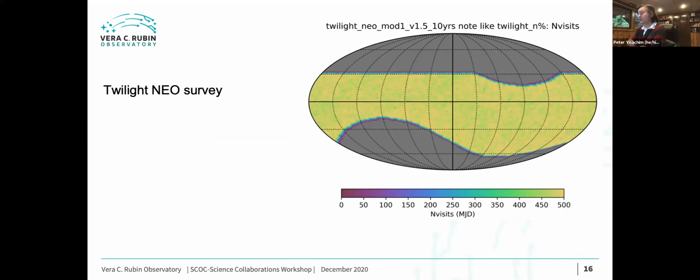Another experiment we ran, there was a proposal to use twilight time to take very short exposures, kind of at high airmass, to look for near Earth objects. And so this is an example where the rest of the survey looks normal, but these alternate observations were done in twilight time to search for NEOs in this kind of footprint.